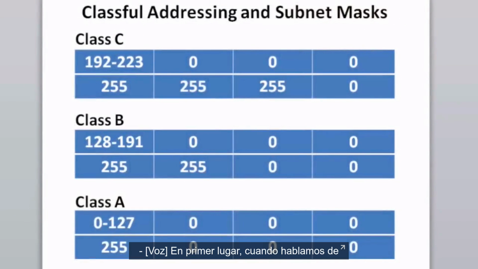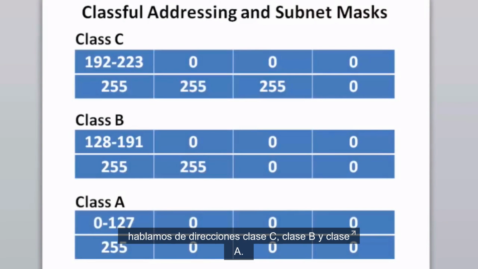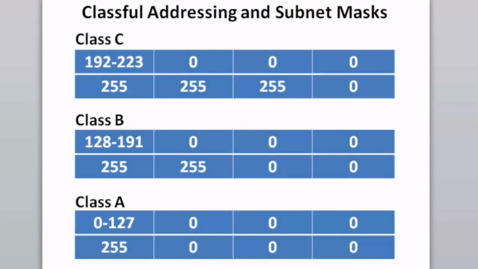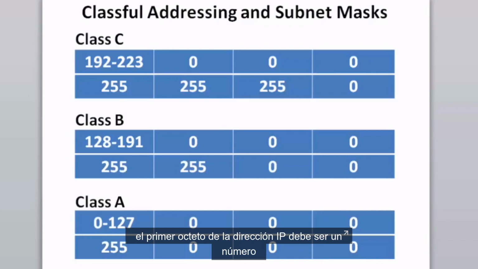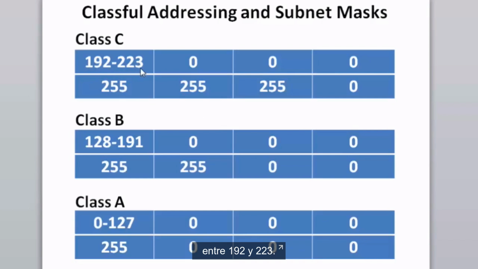First of all, when we're talking about classful IP addressing in networks, we're talking about Class C, Class B, and Class A addresses. Now, what makes a Class C, Class B, and Class A address and network? Two things: the IP address and the subnet mask. In order to have a Class C IP address or Class C network, you need the IP address first octet to be a number between 192 and 223. You also need the subnet mask to be 255.255.255.0. As long as you have these two requirements, you would have a Class C IP address and Class C network.